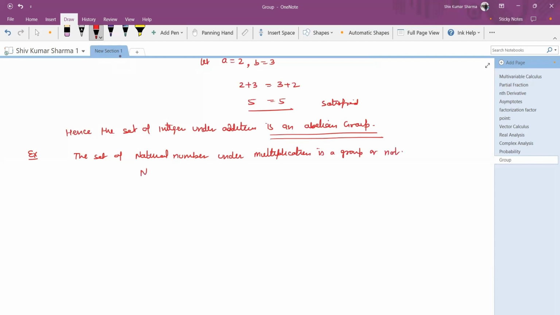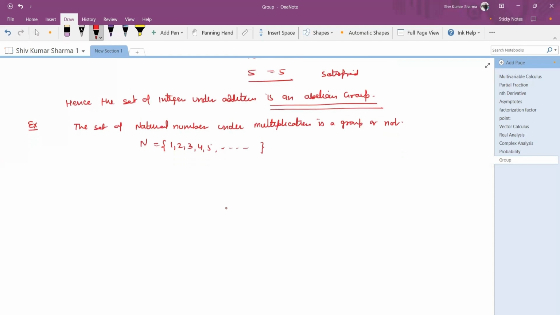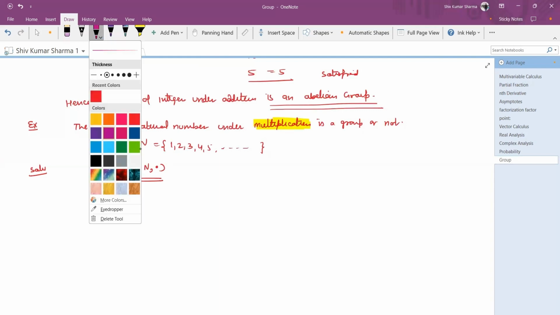The set of natural numbers, we denote it as N, starts from 1, 2, 3, 4, 5, generally used for counting. Is it a group or not? For proving group or not, we have to satisfy all the properties related to the group, but the operation is changed. Earlier we took the operation addition, but here we take the operation multiplication. So we want to prove that the set of natural numbers with binary operation multiplication, this algebraic structure, is a group or not.